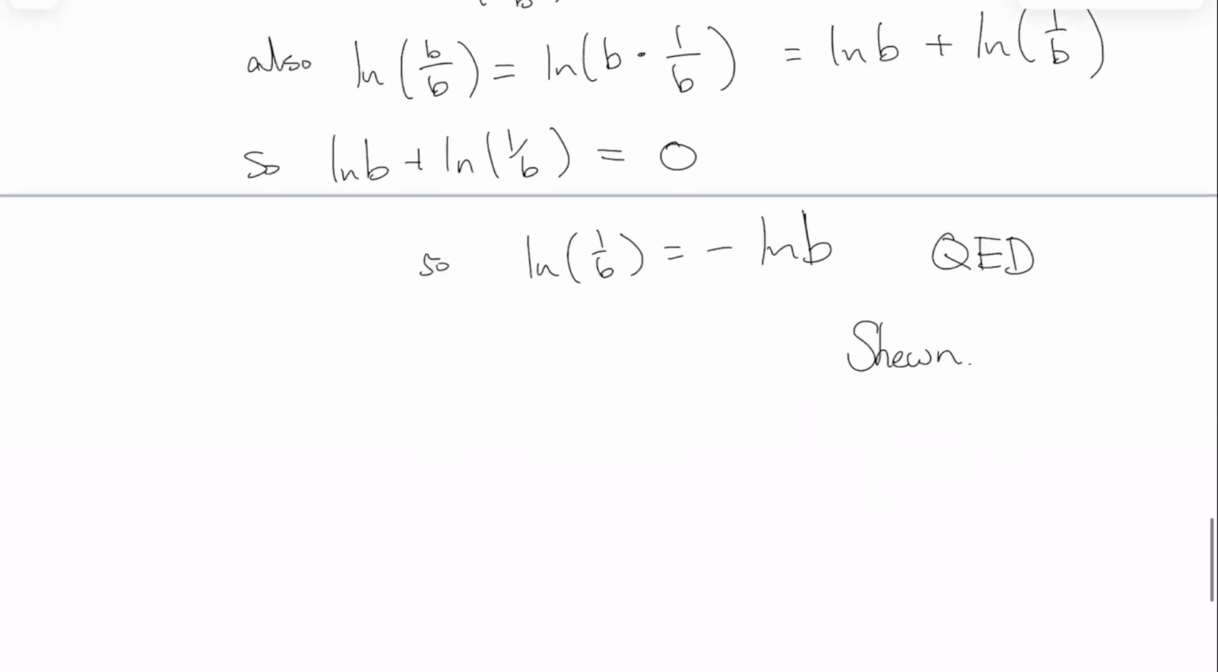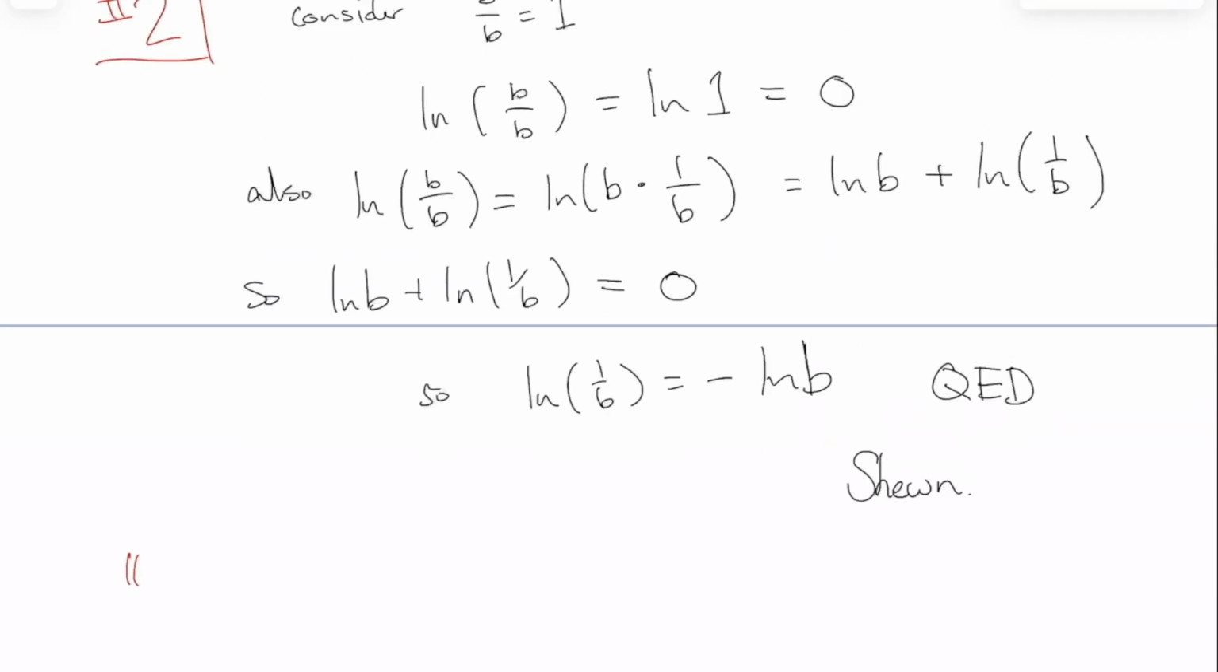Number 1, if you're using number 2, how do you get number 1? It's a similar trick. If I want to do ln of a over b, I write this as ln of a times 1 over b. Split apart that fraction like so. And then you can use the log of a product.